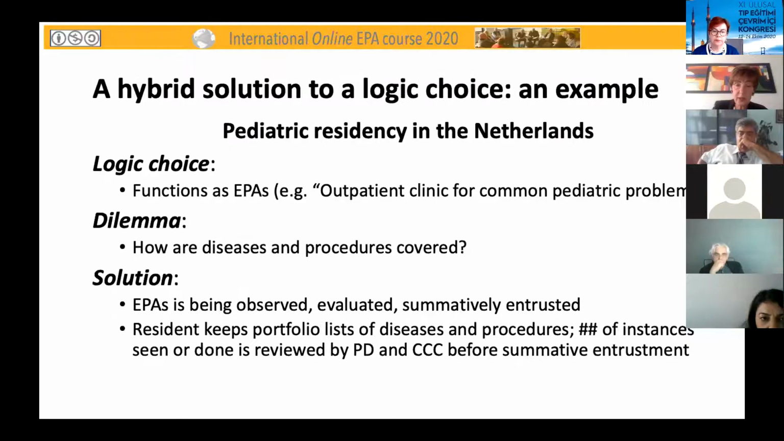For example, what was done in pediatrics in the Netherlands, as a big specialty with lots of diseases, they made the choice for going for an EPA as a function. So, for example, outpatient clinic for common pediatrics. But then the dilemma, of course, is, how do we know for sure that all diseases and procedures are covered? Well, they chose not to use the disease as an EPA, but they said, we're going to do the EPA by observing outpatient clinics. And then the resident is asked in his portfolio to keep track of the list of diseases and procedures that he has performed. And of course, that's also reviewed when you are going for a summative entrustment decision, and it's also reviewed by the program director.